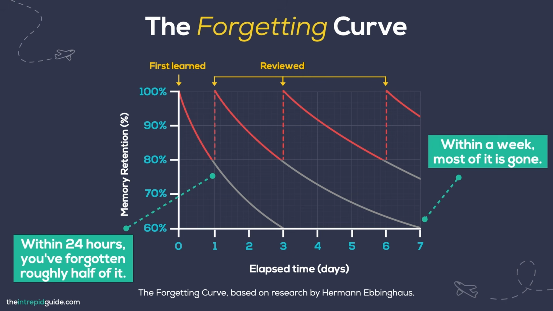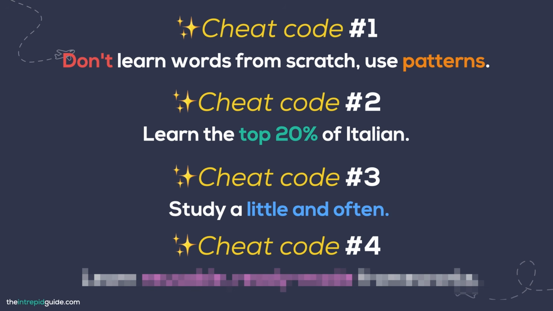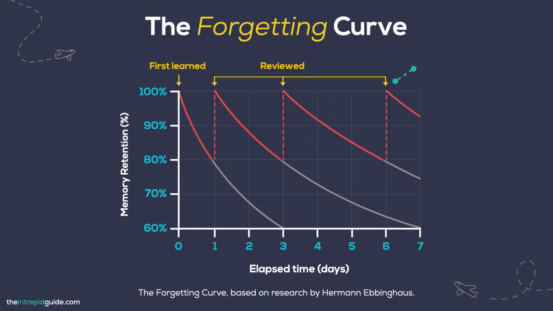This is simply how our memory works at any age and why cramming doesn't work and you constantly feel like you're having to start from scratch. So cheat code number 3 is stop thinking about how long you study. Start thinking about how often you can study. Every time you expose yourself to Italian, even briefly, even for a few minutes, you reset that forgetting curve.